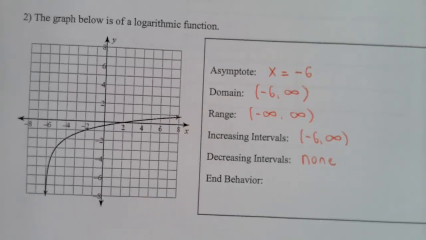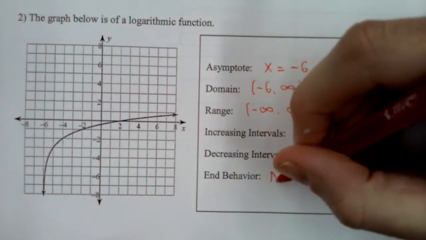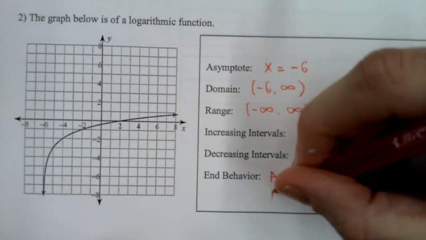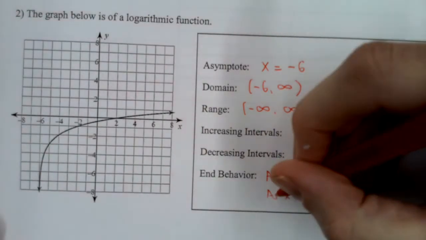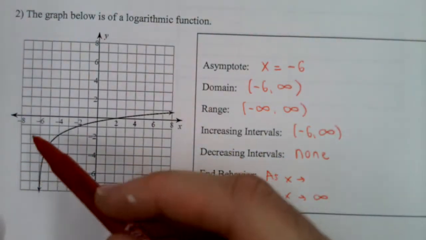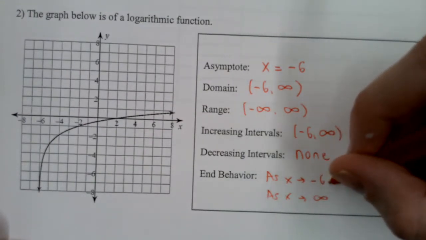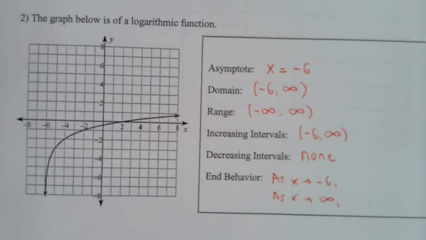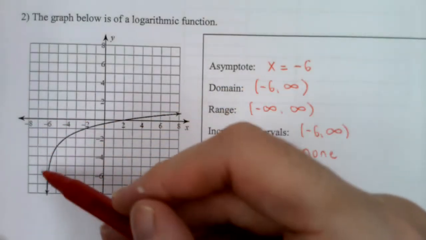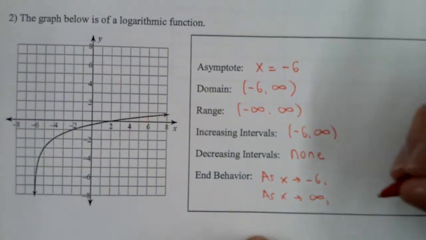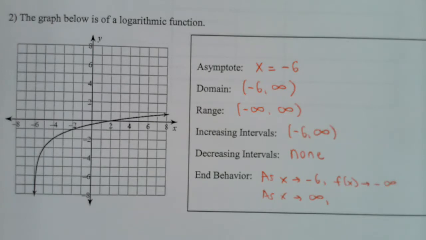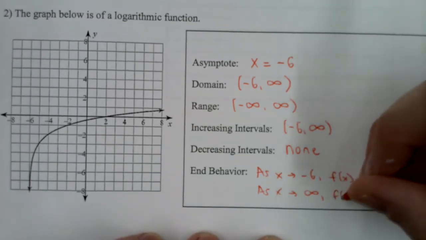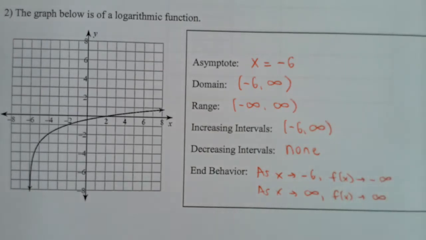And finally, the end behavior. What's happening at the two ends of the graph? One of them is as x approaches infinity. The other end, x never approaches negative infinity, okay? So the other end is going to be what happens as x approaches negative 6. Well, as x approaches negative 6, the graph is going down towards negative infinity. And as x approaches positive infinity, the graph is going up, so the graph is approaching infinity.